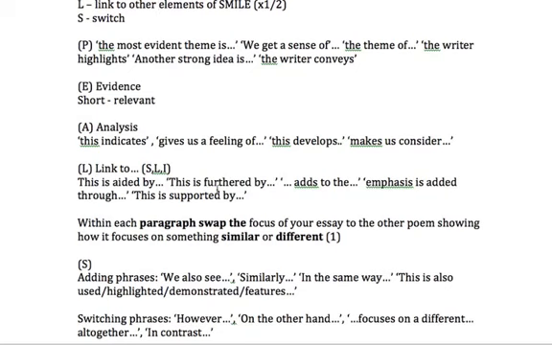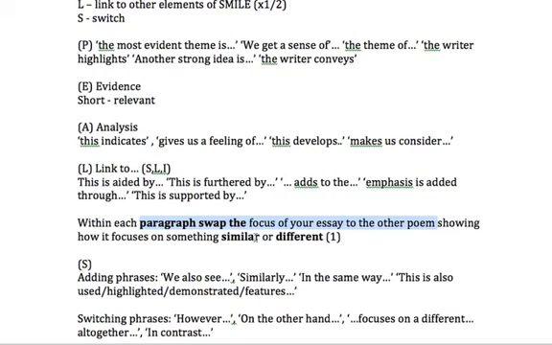So you can just build your whole point like that, and then again you just add, this is also furthered by, or this is also added to by, if you wanted to bring in a second one as well. Now within each paragraph, swap the focus of your essay to the other poem. So you started on poem A, and then you can just get across to poem B and show how it focuses on something similar or different.